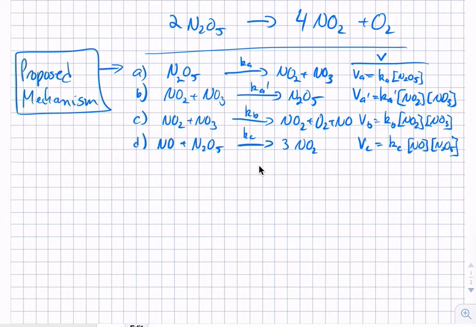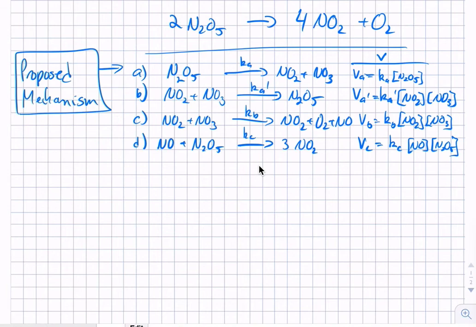The second step is an NO2 plus NO3 going to produce the reactant again. So in other words, somewhat like a pre-equilibrium step. This rate constant will be Ka prime, indicating the backwards direction of that reaction. And in this case, it'll be a second order overall reaction with NO2 to the first power and NO3 to the first power. In addition, the NO2 and NO3 could continue on to react to produce an NO2, an O2, and an NO via the third reaction.